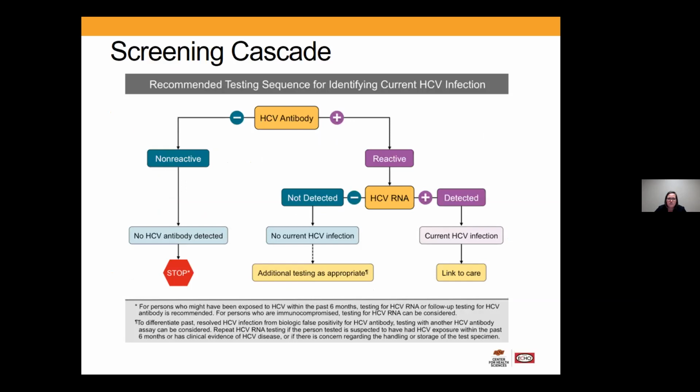So if we're looking at the screening cascade here, basically at the top, we're screening with a hepatitis C antibody. And that antibody will tell us if somebody has ever been exposed to hepatitis C. So it doesn't tell us if they have an active infection or not. So the hepatitis C antibody is a relatively inexpensive test. There are point of care tests for it or through your lab. And some labs may even have an antibody with a reflex to the viral load or the RNA quant. So that's something to look into at your facility.